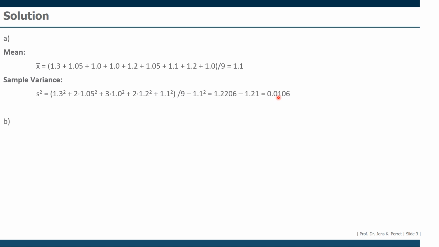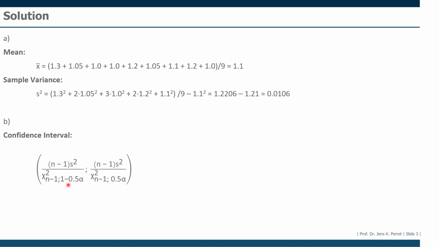So how to continue with part B with the confidence interval? Here we're going to use the following formula, where S squared is the sample variance I calculated earlier. And then we have n minus 1, n being 9, the 9 observations. So n minus 1, 9 minus 1 is 8. So 8 times 0.0106 in the upper part.